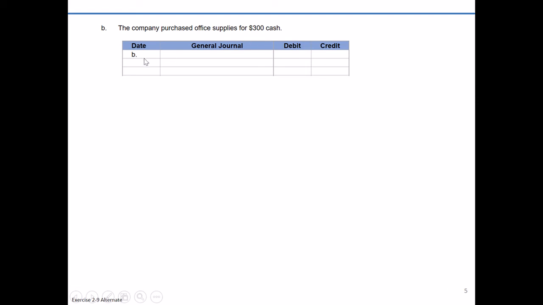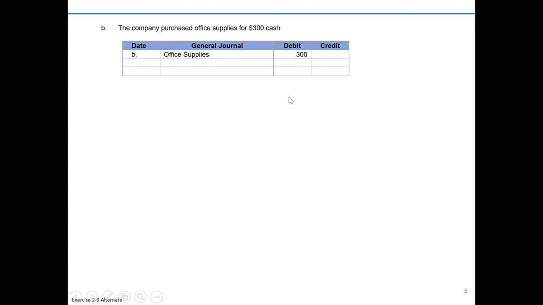So let's think about what are we gaining or what are we benefiting? Well, we're getting office supplies. That's an asset. Whether we're getting sticky notes, toner cartridges, paper, whatever it is, those are things that we can use over the coming months for the company. So we'll list office supplies. And office supplies is an asset. We're increasing it, so we're going to debit it for $300.